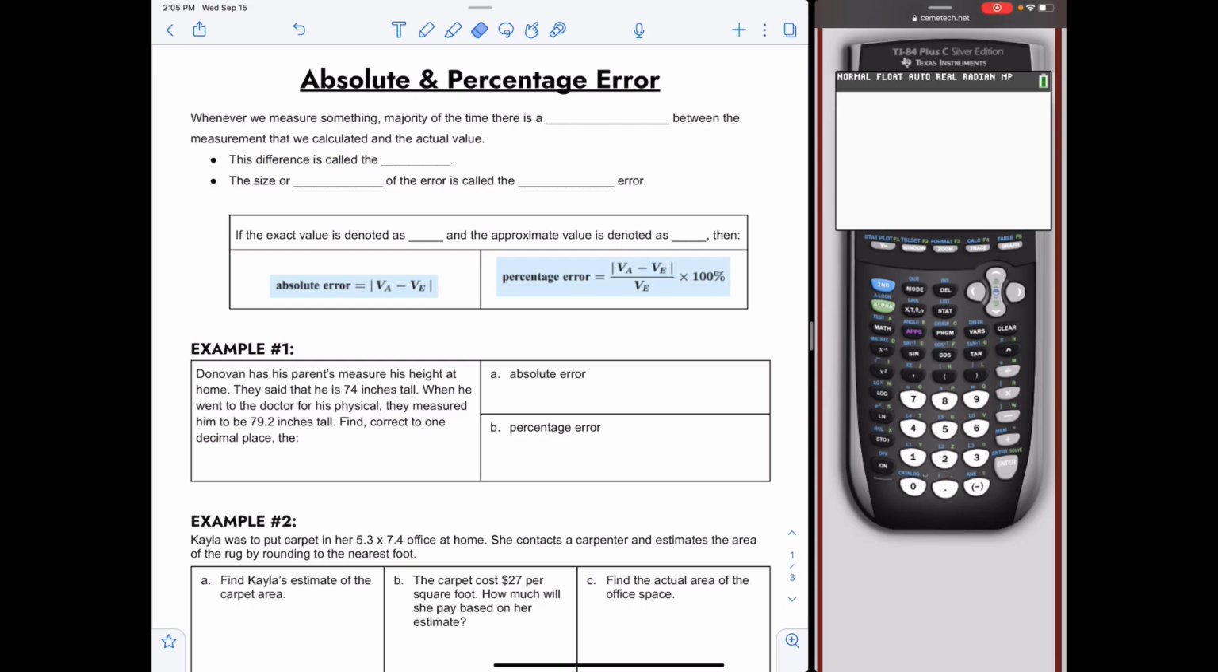Today we're going to talk about absolute and percentage error. So you need to understand that whenever we measure something, the majority of the time there's going to be a difference between what we got as the measurement and what the actual measurement is. And that is due to human error. So the difference that we have between the actual and the estimated value is what we call the error. All right. And then we know that the size and magnitude of the error is going to be called the absolute error.